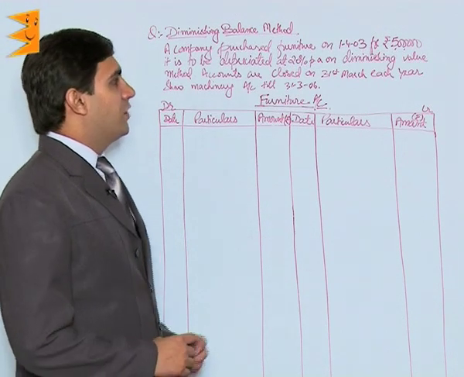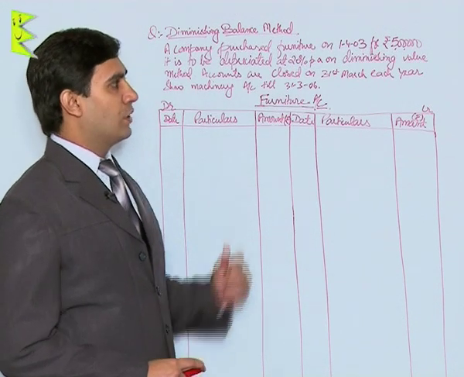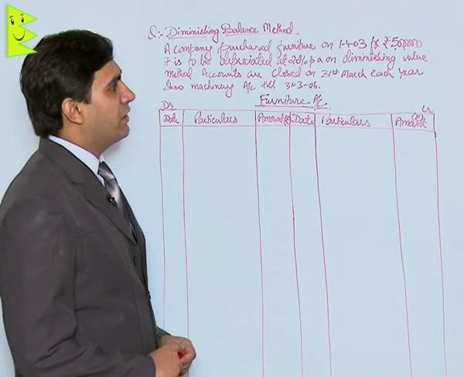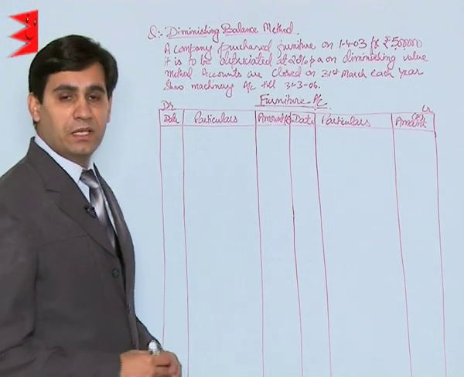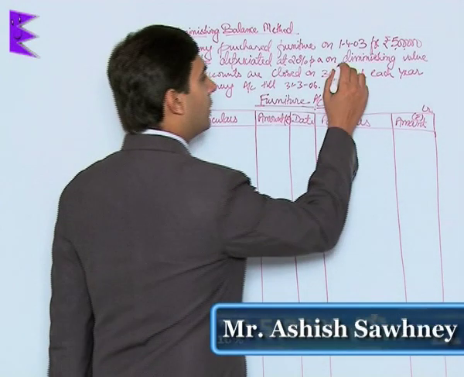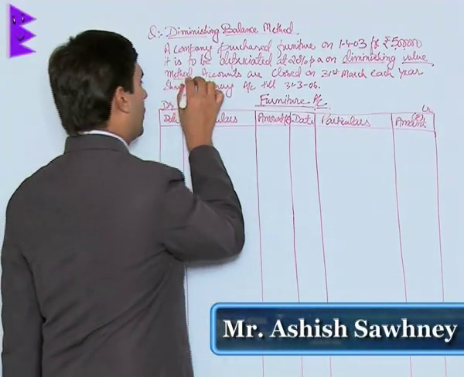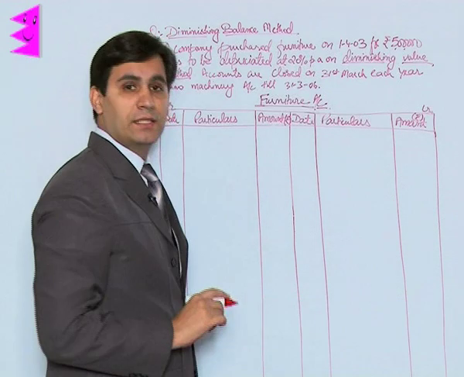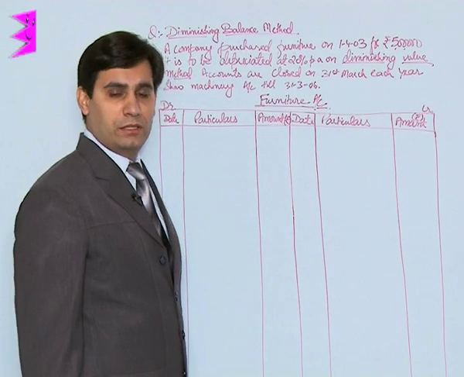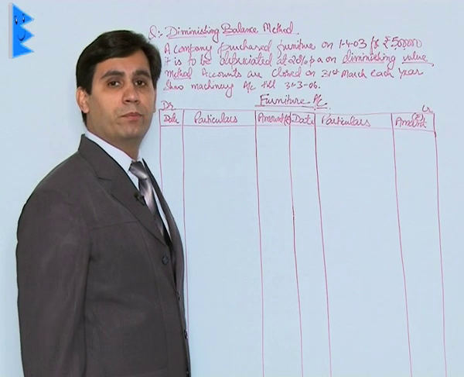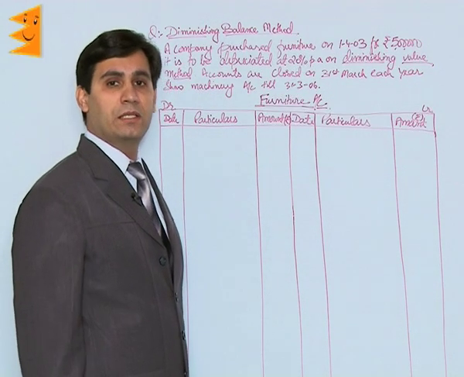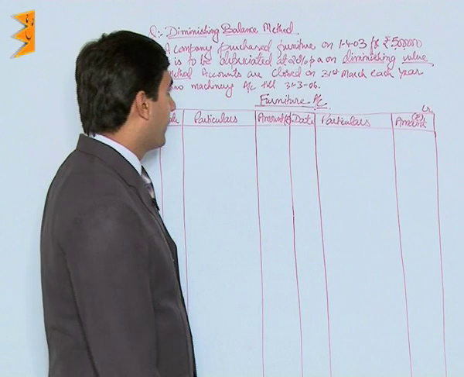A company purchased furniture on 1st April 2003 for rupees 5 lakh. It is to be depreciated at 20% per annum on diminishing value method. Now students, diminishing value method implies written down value method. In this case, depreciation should be charged on the book value that is appearing in the beginning of the year.